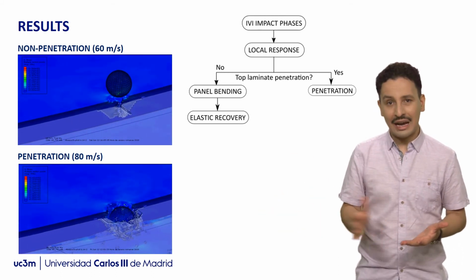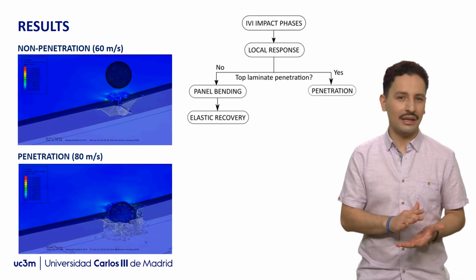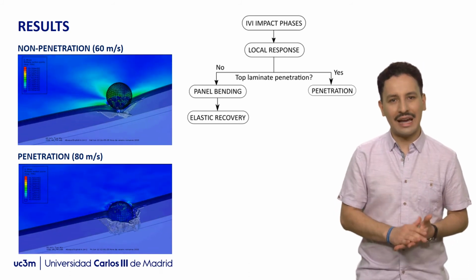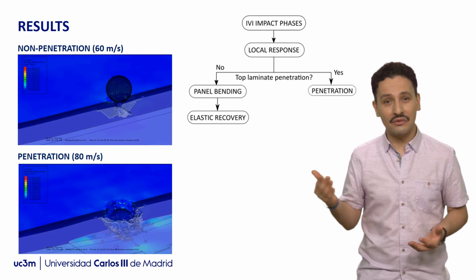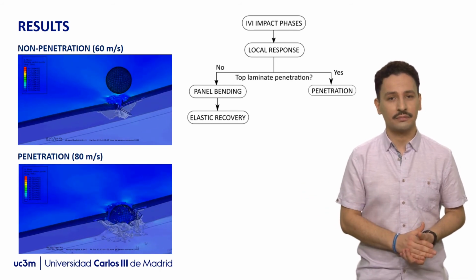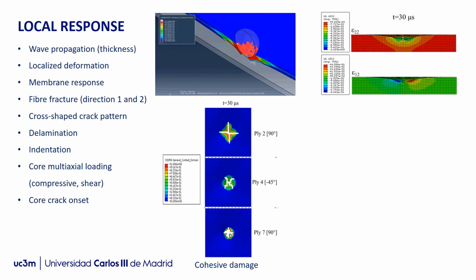On the contrary, at higher velocities, the top laminate is completely penetrated and the panel response considerably diverges from the initial scenario. During the initial instance after impact, the perturbation created by the projectile propagates along the thickness and in the radial direction. The wavefront travels through the thickness in the first 30 microseconds. At this initial stage, the deformation is highly localized around the impact region without any overall deflection of the plate.